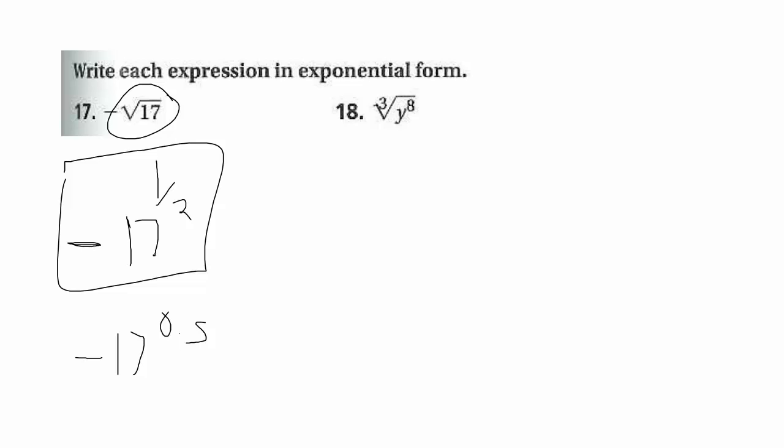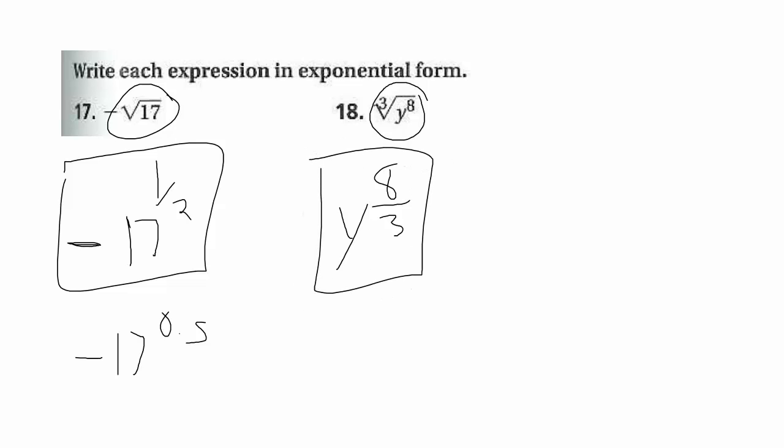For number 18, we could simplify if we want to first, but we're just told to write it in exponential form. So this is y to the, sorry, not 3. 8 is going to be the numerator of the power, and then 3, which is the index of the root, is going to be the denominator. So we're just going to write that in exponential form, like so. I'm not going to bother simplifying.